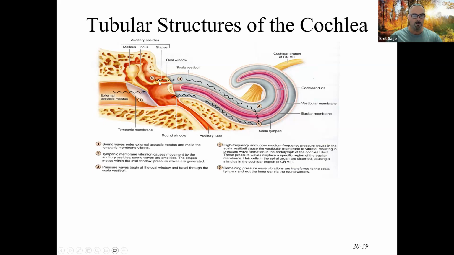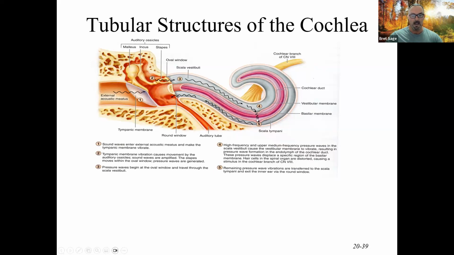These vibrations then go from being in the air, in the bone, to the liquid, and they start vibrating through here. When they get to this area here, let's say a particular region of the cochlea that matches the pitch of the sound, it causes this area to move. The movement of these causes hair cells to bend. When the hair cells bend, they send signals through the cochlear branch of cranial nerve 8 to basically your cochlear nerve, and it's interpreted by your brain as sound.